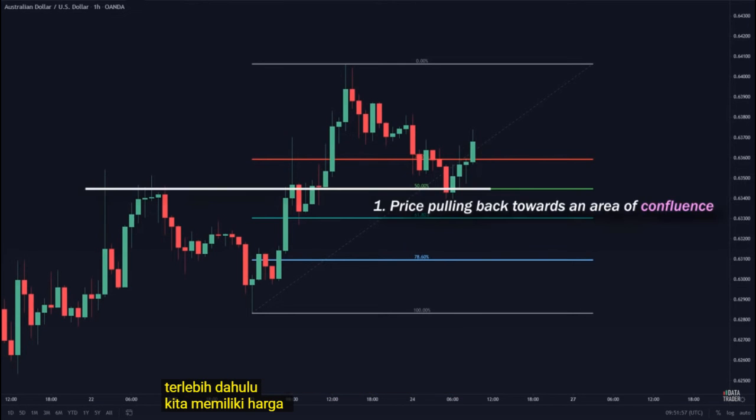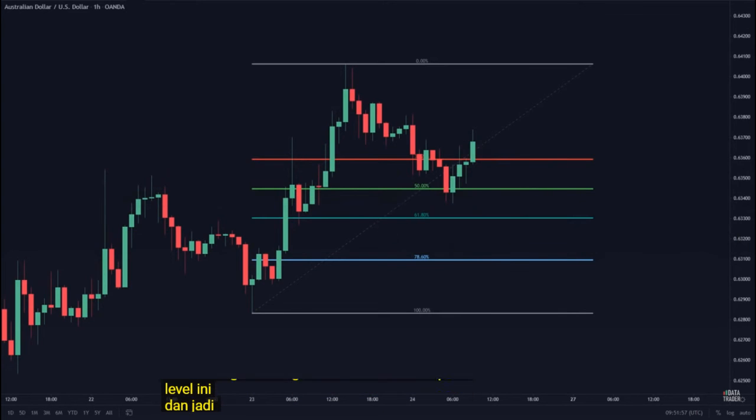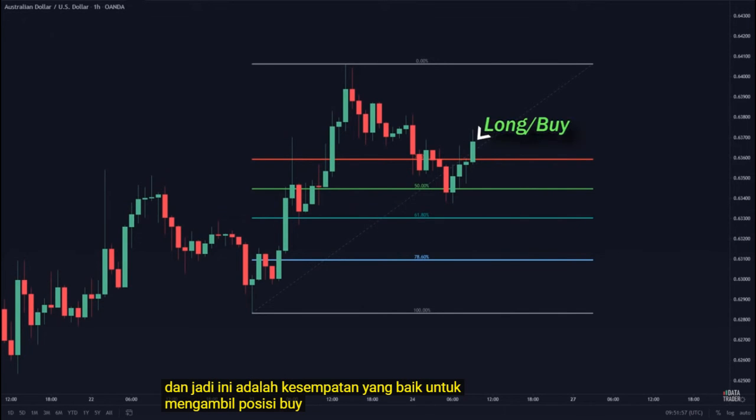First, we have price pulling back towards an area of confluence, which is a Fibonacci level and a resistance level at the same time. And second, we can also see signs of upwards momentum indicated by multiple green candles breaking above the 38.2% level. So based on this, we can conclude that the price will likely bounce at this level. And so this is a good opportunity to take a long position.